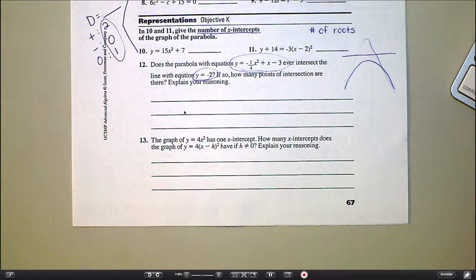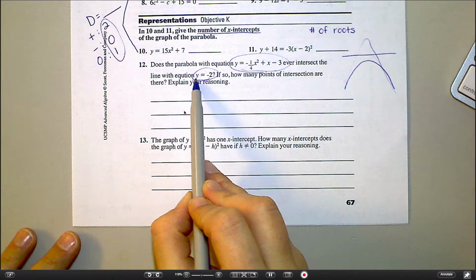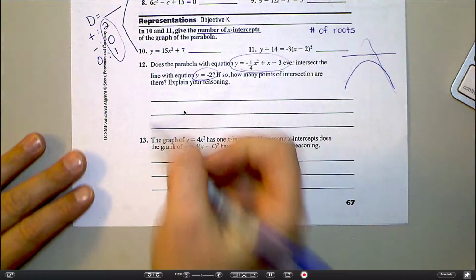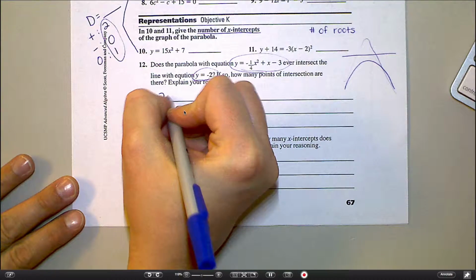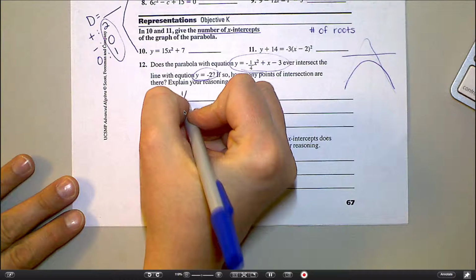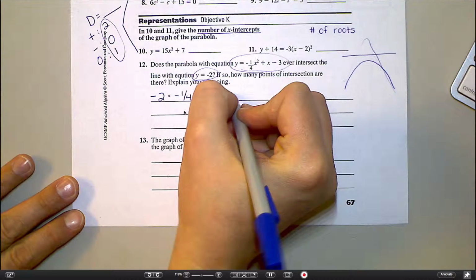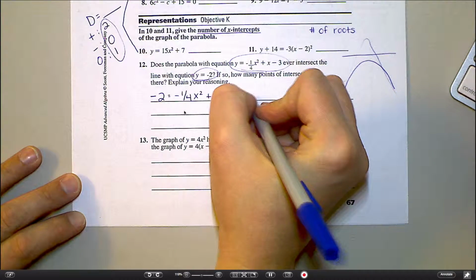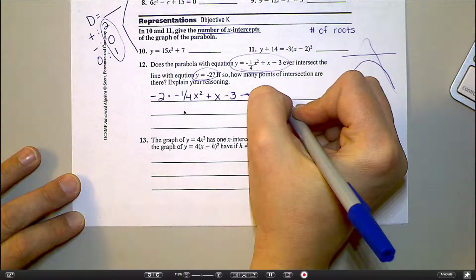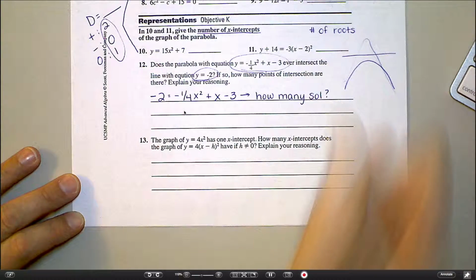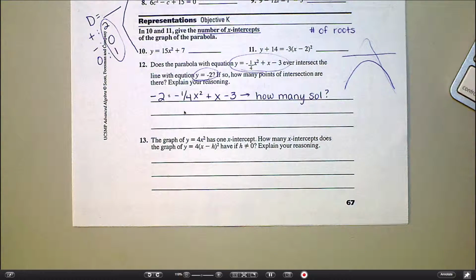All right. Well, if I want to know if they intersect, doesn't that sound like systems of equations? If I treated this like a system, I could do substitution. And I could take this -2 and put it in place of y up here. So I would turn my equation into this: -2 equals -1/4 x squared plus x minus 3. And then what I'm really asking myself is, how many solutions does this have? How many answers are there that would make that true?